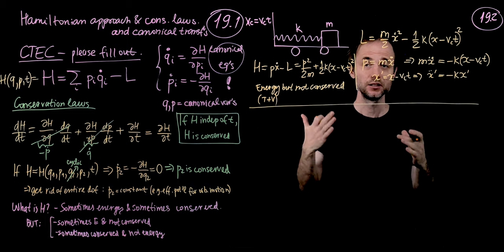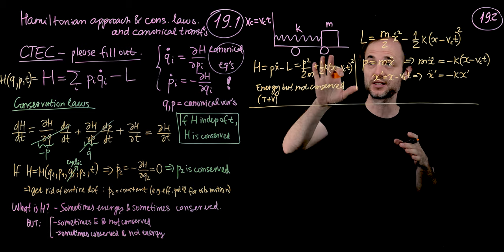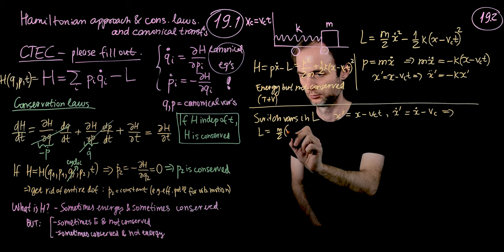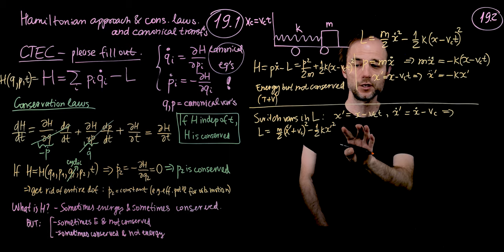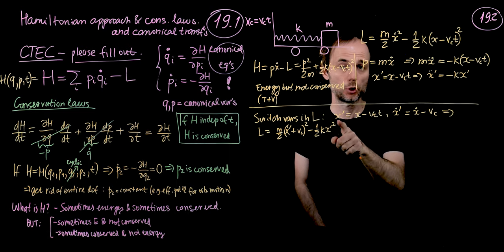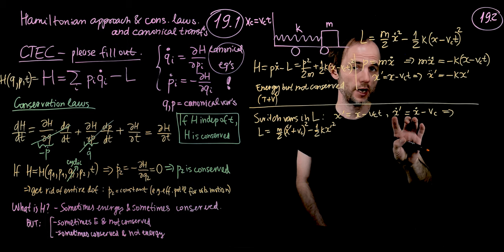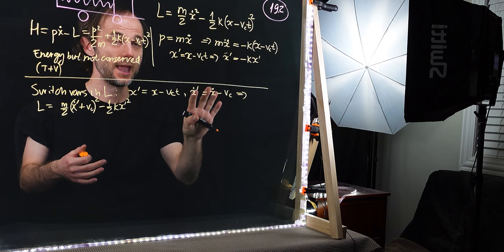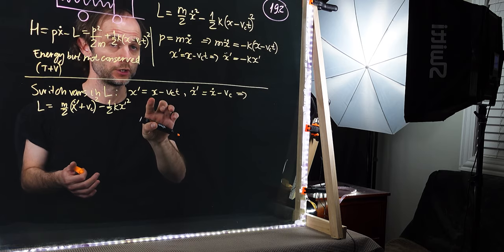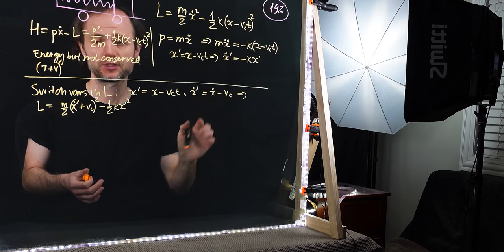So what can we do? Let us try and switch variables in the Lagrangian to express everything relative to the cart. So what we've done here, we have gone from x to x prime, which is the coordinate relative to the cart, and similarly from x dot to x dot prime, velocity relative to the cart. And in both cases, we simply subtracted the coordinate of the cart from the coordinate of the mass, or the velocity of the cart from the velocity of the mass.